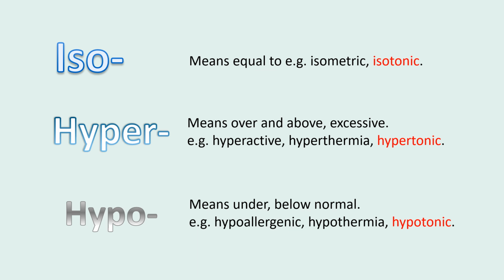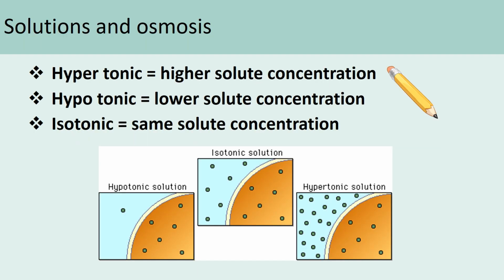Hypo means low. Okay, so hypoallergenic means lower allergens present, so you can get hypoallergenic dogs. That just means they molt less, produce less dander, which causes allergic reactions. You should have heard about hypothermia, so that's when you get really, really cold. And so hypotonic just means a low concentration.